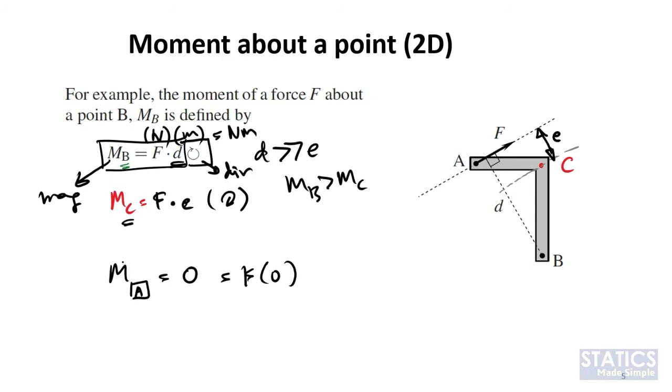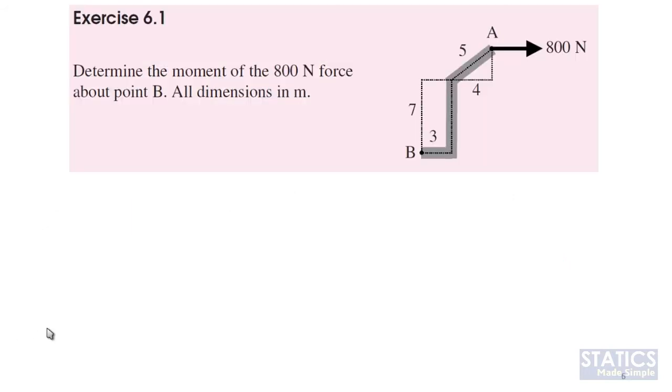In 2D space, it is enough for us to describe the direction as clockwise or counterclockwise. However, in 3D space, clockwise or counterclockwise might not be accurate enough to describe the direction of the moment. So in that sense, we have to use IJK. At the moment, it's enough to use clockwise or counterclockwise in 2D space. All right, clear?